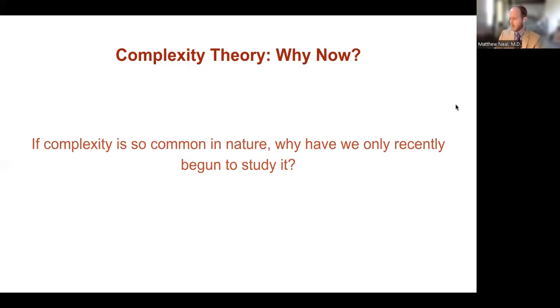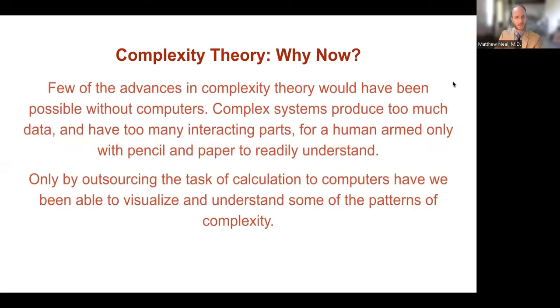Before we go on, it might be worth addressing a point. Why now? Why are we just now getting these theories about complexity described? Why are we only now working on this? So the thing is, not a lot of advances in complexity theory could have happened without computers. These systems produce just too much data and have too many interacting parts for a person armed only with a pencil and paper to really understand. Only when we started to outsource the task of calculation to computers have we been able to visualize and really understand some of the patterns of the complex systems we're seeing.